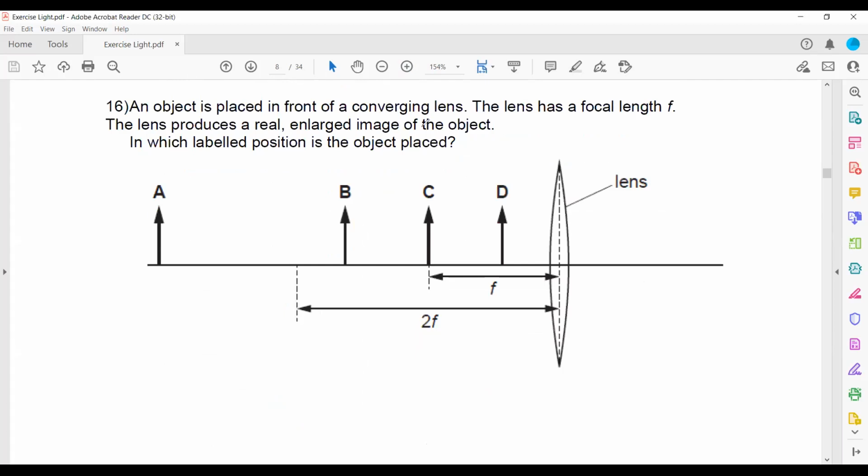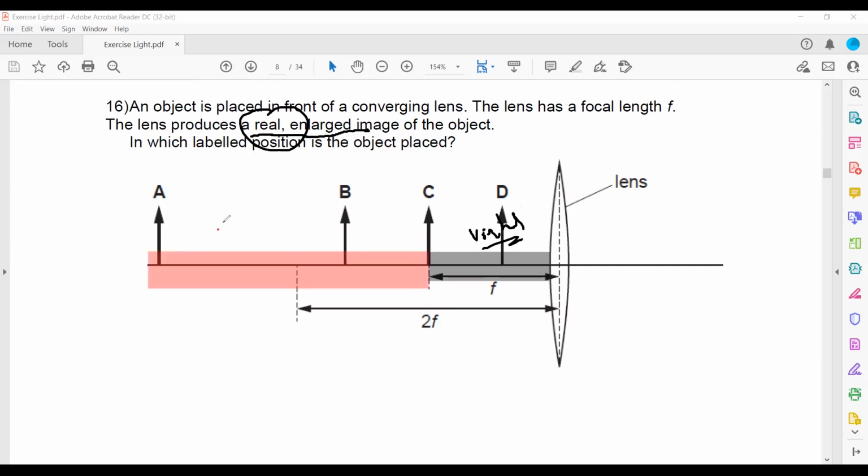An object is placed in front of a lens. The lens has a focal length f. The lens produces a real and enlarged image. Real image. So where should we place an object to get a real image? Look, if we place the object here, it will be a virtual image. If we place an object after the focus, it will be a real image. So both A and B will produce a real image, but it should be enlarged as well.